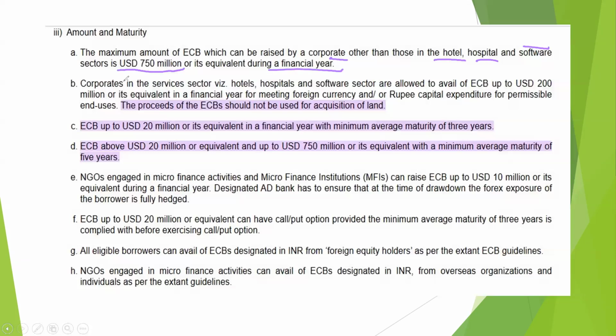financial year. Corporates in the service sector like hotels, hospitals, and software are allowed to avail ECB up to $200 million or its equivalent in a financial year. The proceeds of ECB should not be used for acquisition of land. This is one criterion. For ECB up to $20 million or its equivalent in a financial year, the minimum average maturity is 3 years. If ECB is up to $20 million, its maturity should be a minimum of 3 years.